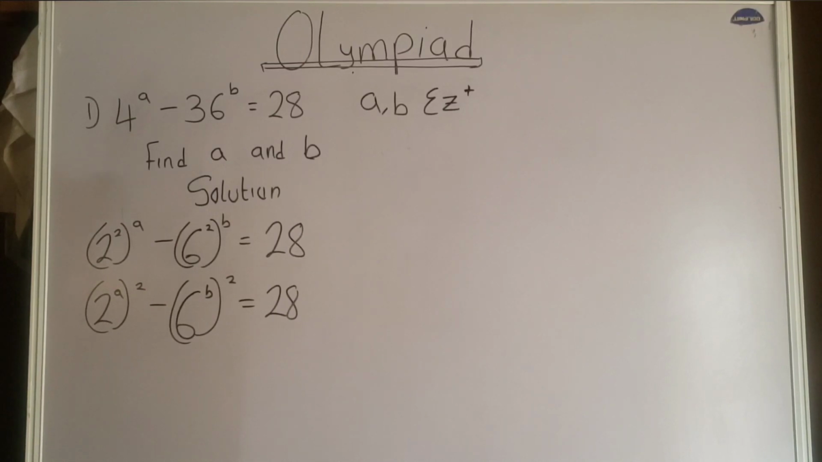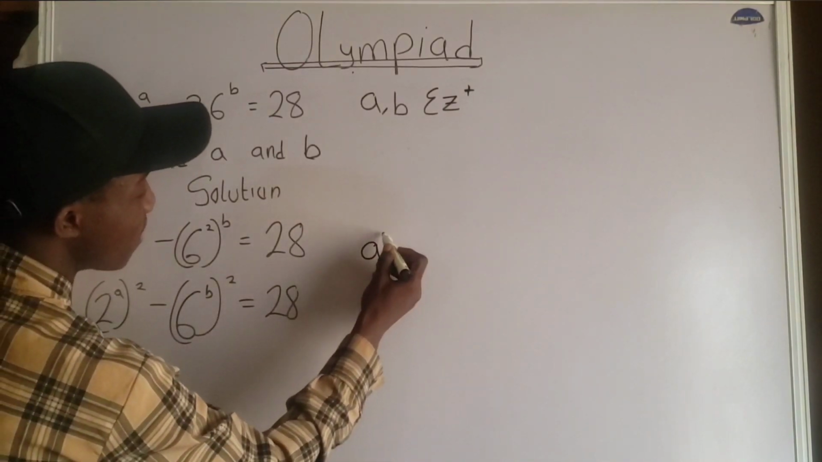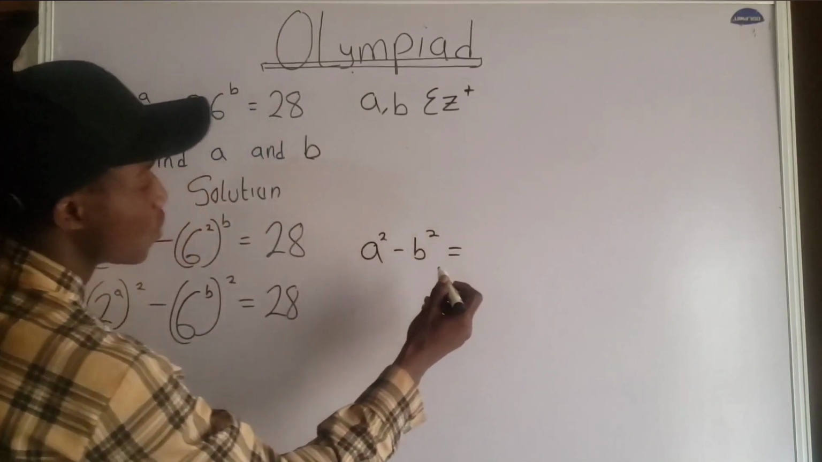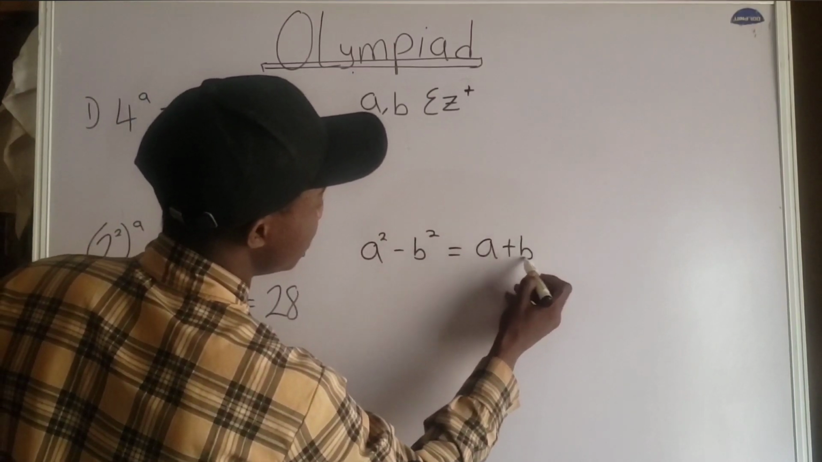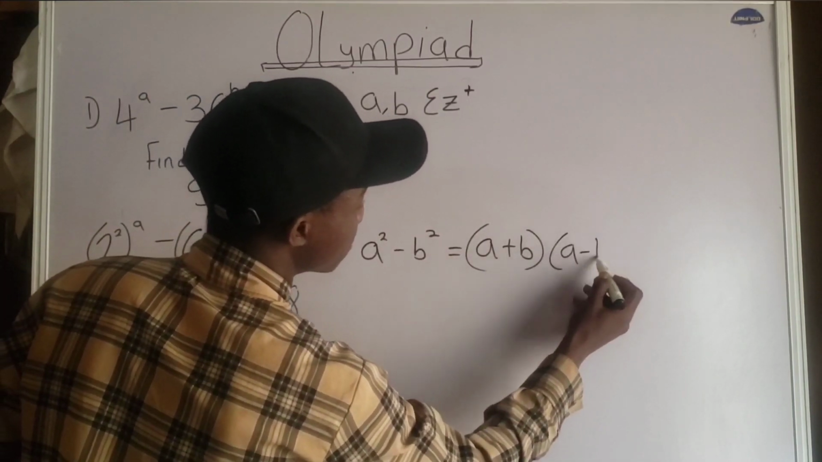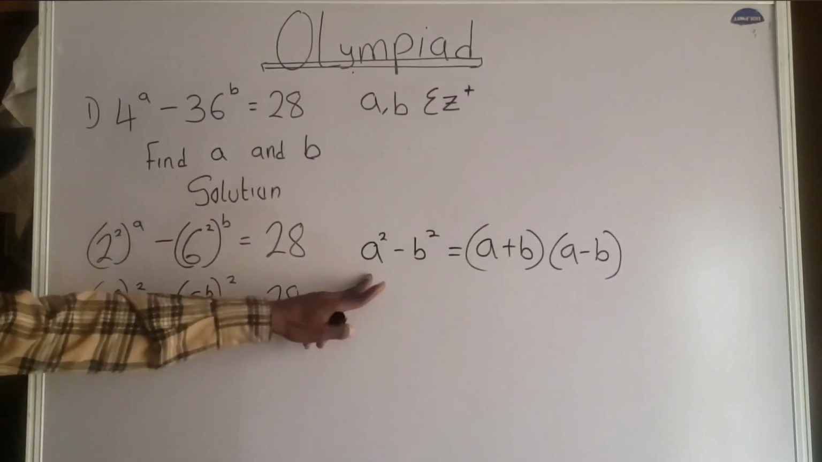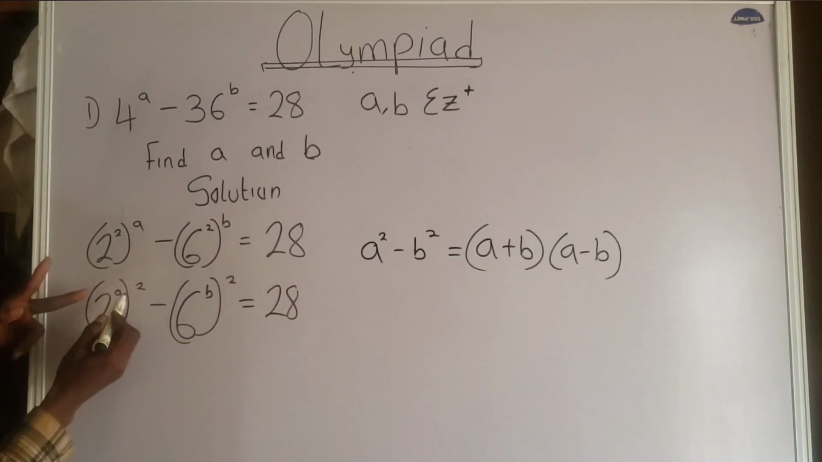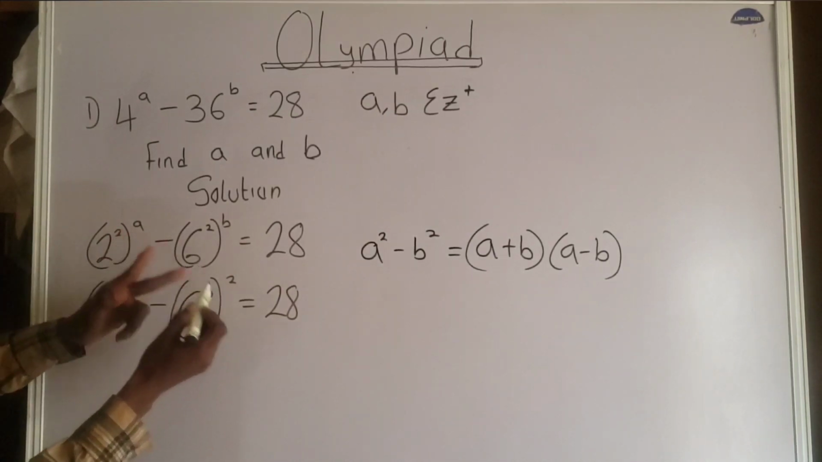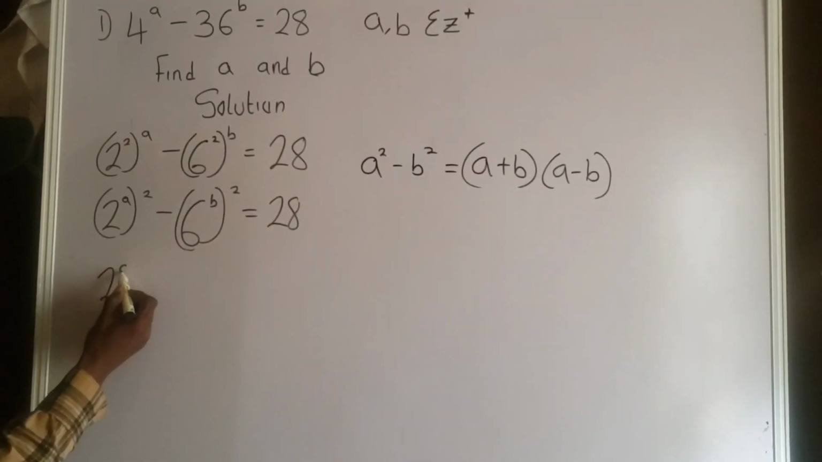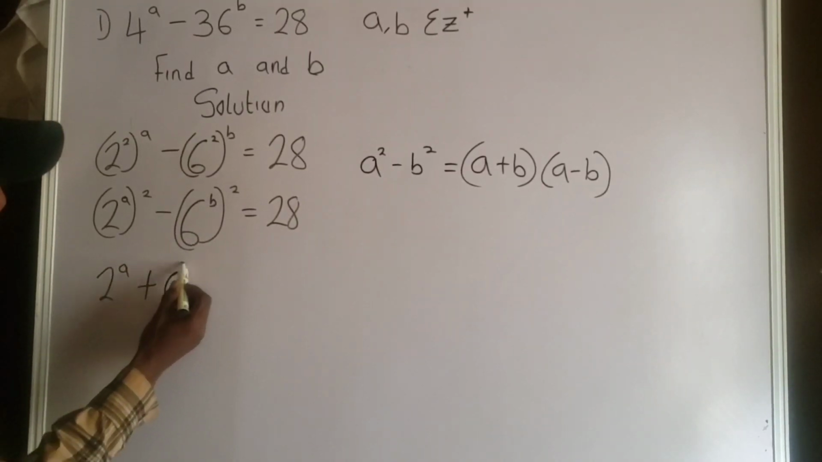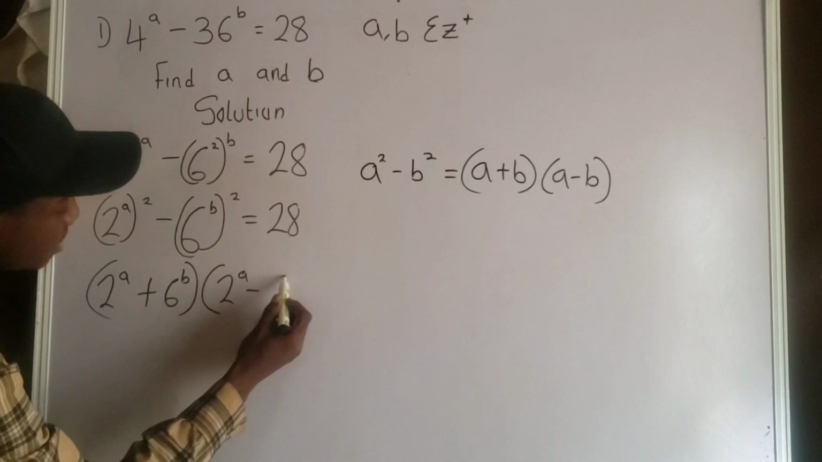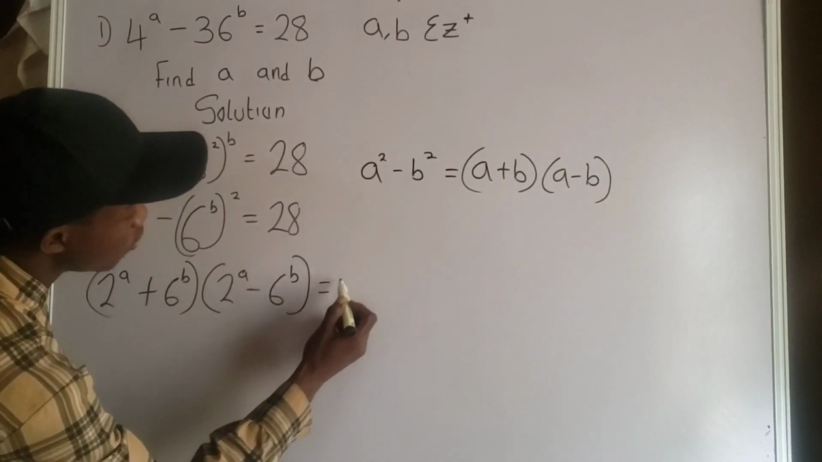Using the difference of two squares, if I have a^2 minus b^2, I'm going to have (a plus b) and (a minus b). Have you gotten it? So let us use the same approach in this place. (2^a)^2 minus (6^b)^2, I'm going to have (2^a plus 6^b) multiplied by (2^a minus 6^b). This is the difference of two squares, equals 28.